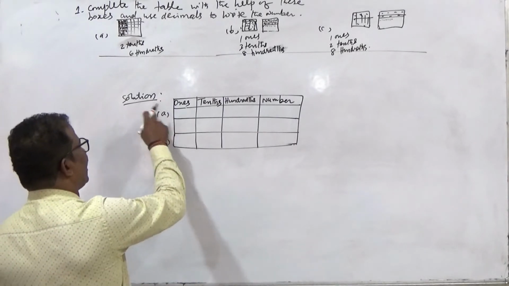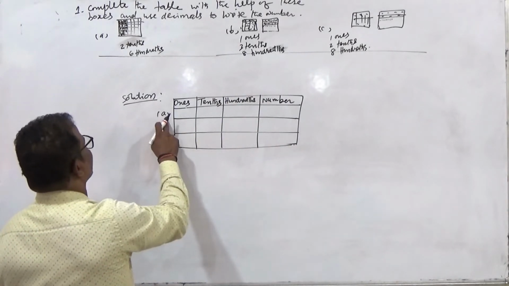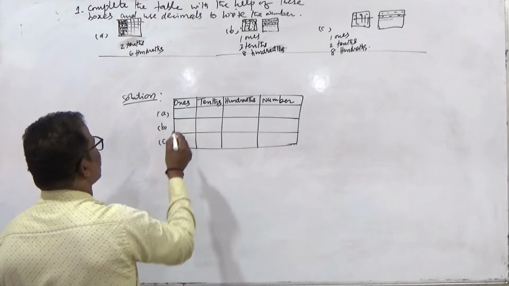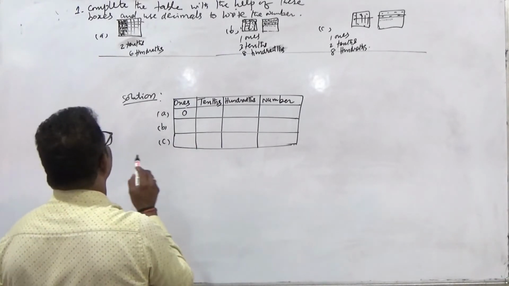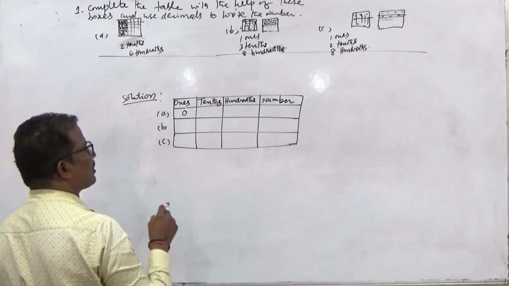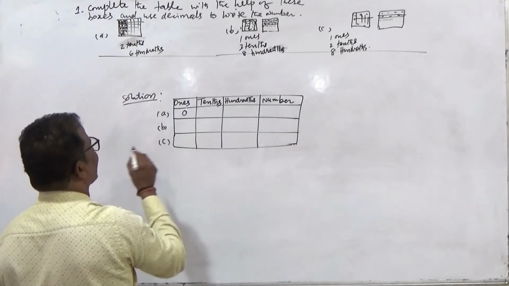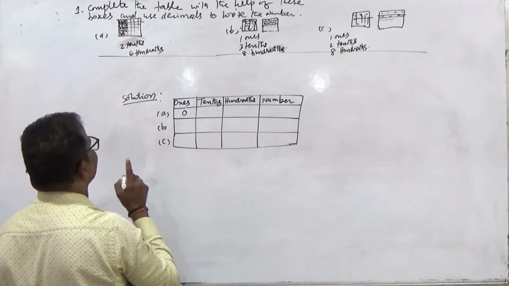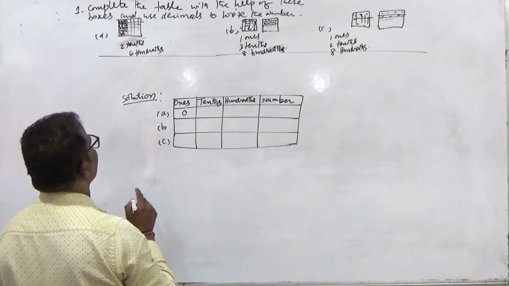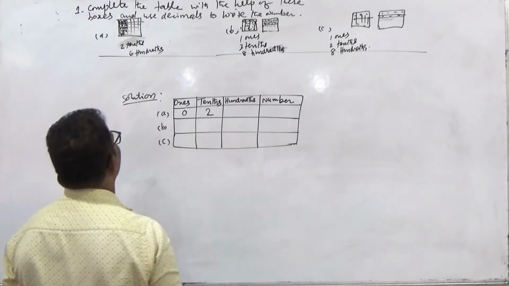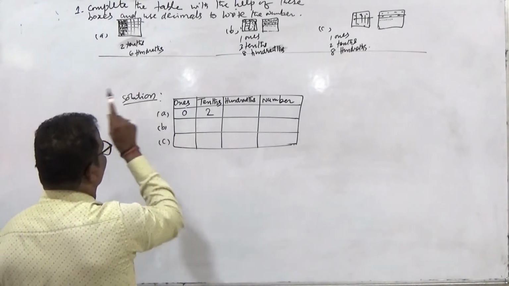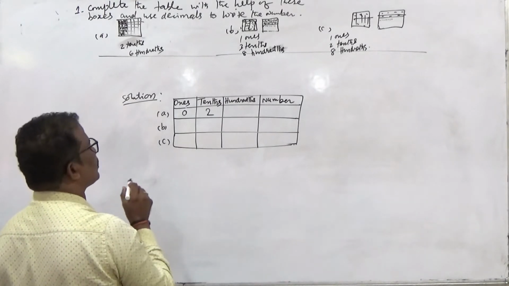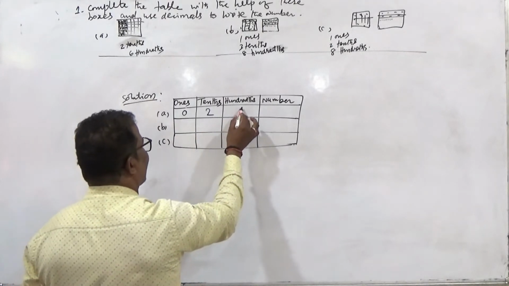See, for A, I have already drawn the solution table for question A. Ones: one whole box is not completed, so for ones we can write 0. In tens, there are 2 completed parts, each with 10 circles shaded, so in tens we can write 2. And in hundredths, among this whole block of 100 squares, only 6 are shaded. So for hundredths we write 6.